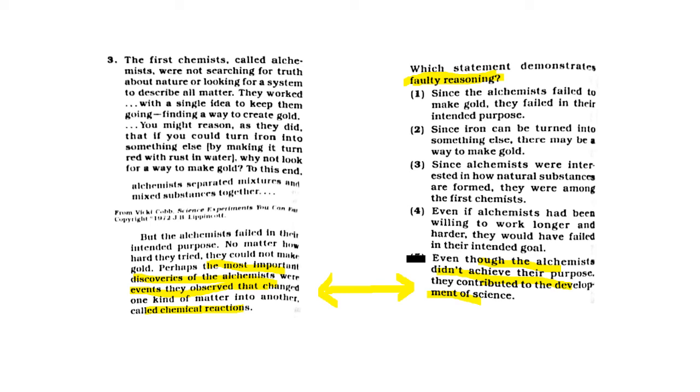Number 3, since alchemists were interested in how natural substances are formed, they were among the first chemists. Well, it does say they were the first chemists. Now, they were not looking for truth, but they did want to make gold. They want to form gold. So we see here, this is answer number 3. This is not faulty reasoning, this is true. So take away number 3.